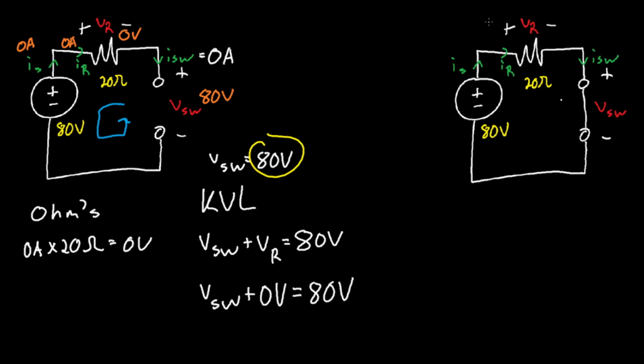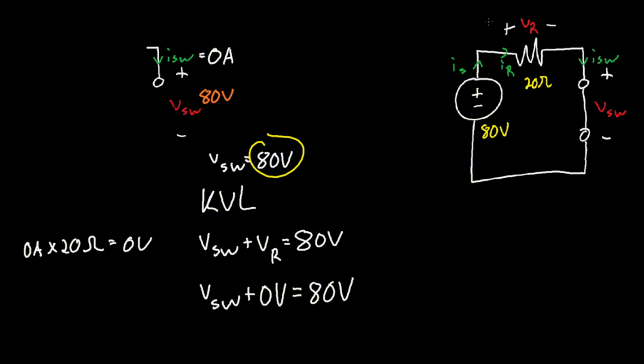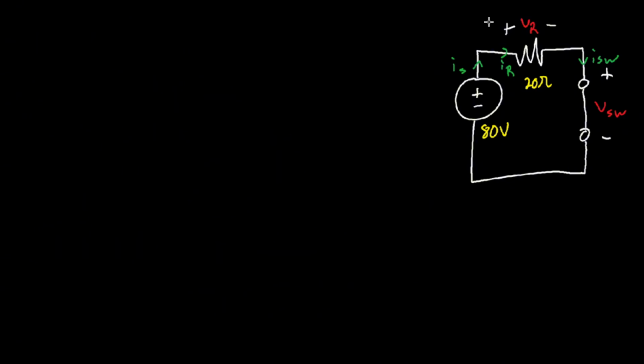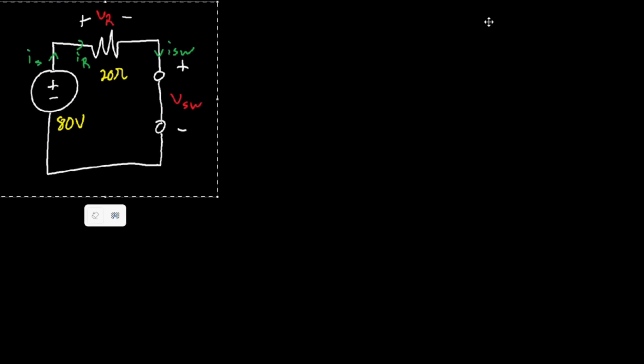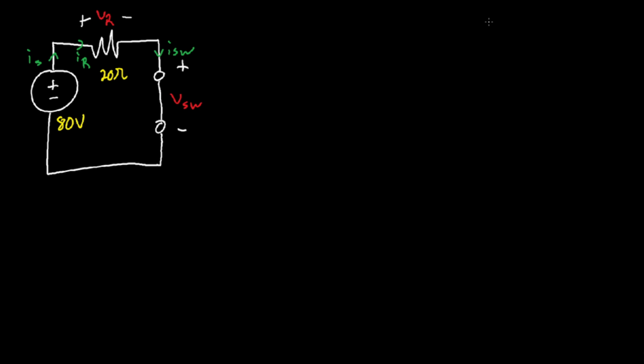All right, how about this one? Well, remember, for closed switches now, actually we can erase this. So for closed switches, you have your voltage equal to 0 this time. So your voltage is equal to 0 in closed switches. But your current is still unknown.